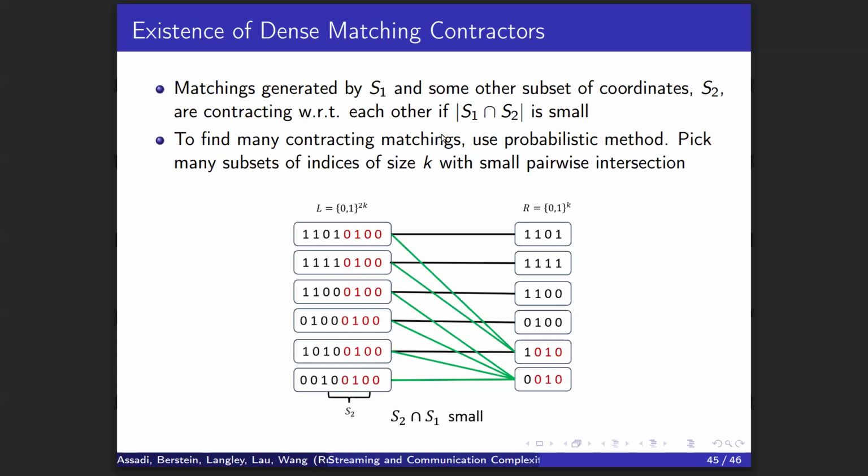It is quite simple. It's just saying that if S1 and S2 have small intersection, then their complements must have large intersection, which means that if you look at the set of indices in S2, and you intersect it with this matching constructed using S1, all of these indices must be fixed. Yeah. And because these indices in S2 must be fixed, they must be matched to a small subset of vertices on the right-hand side.